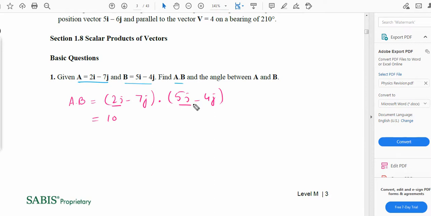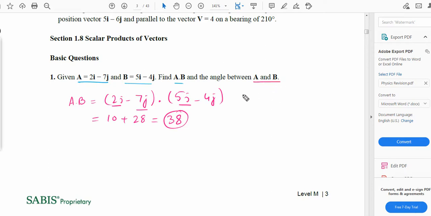I times I is 1 and I times j will be 0. So we will not multiply 2i with negative 4j, because I times j will become equal to 0. So there's no meaning of multiplying 2 with negative 4j. So 2i times 5i, it will become 10, and for this one, negative 7j times negative 4j, it will become plus 28. So A dot B will become equal to 38. Alright, so this is the dot product of A and B.